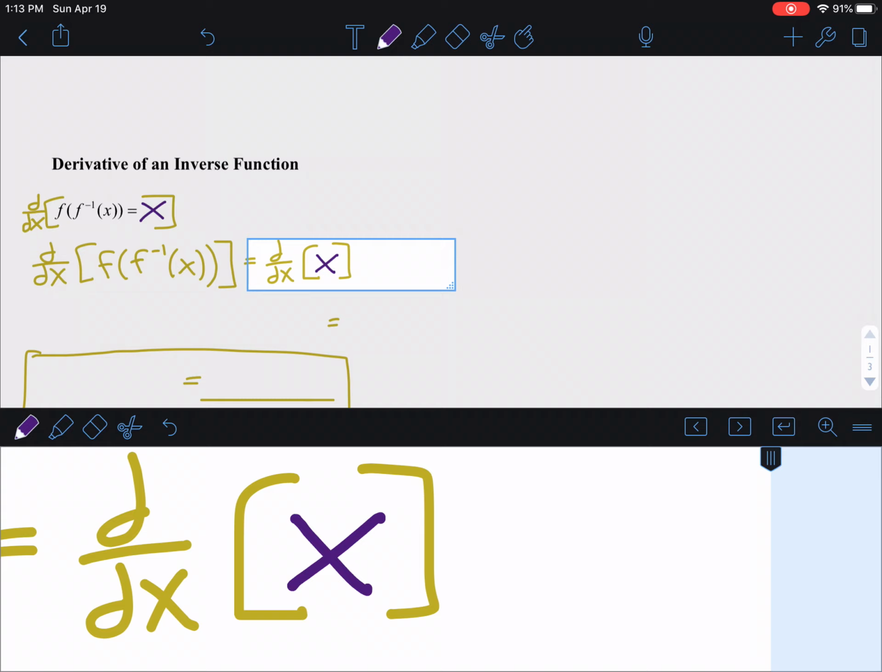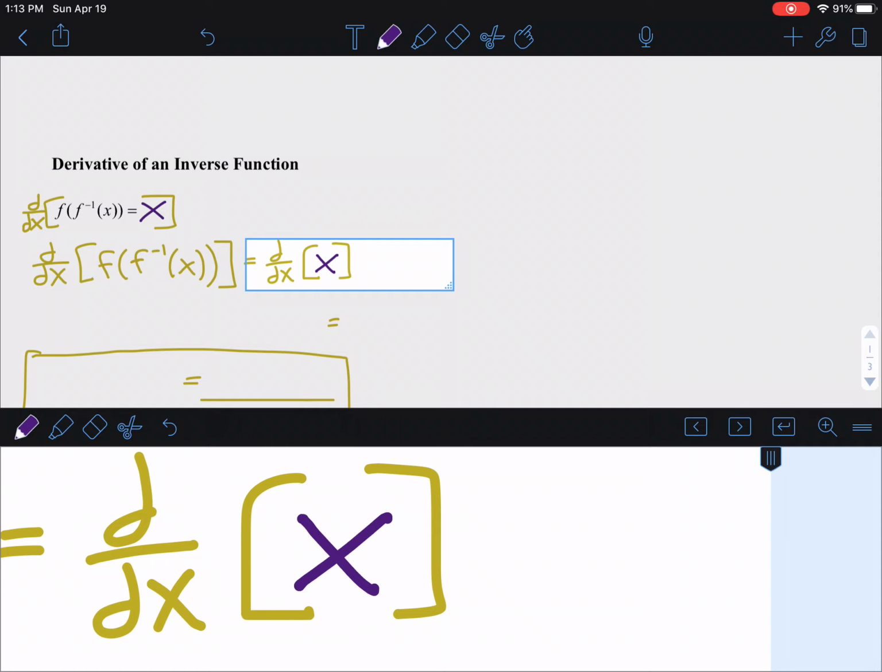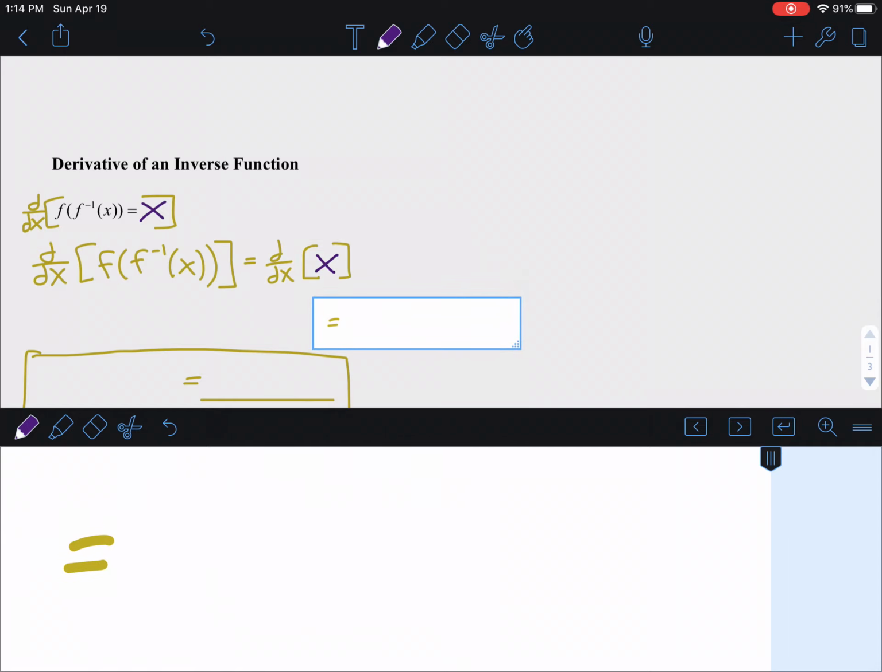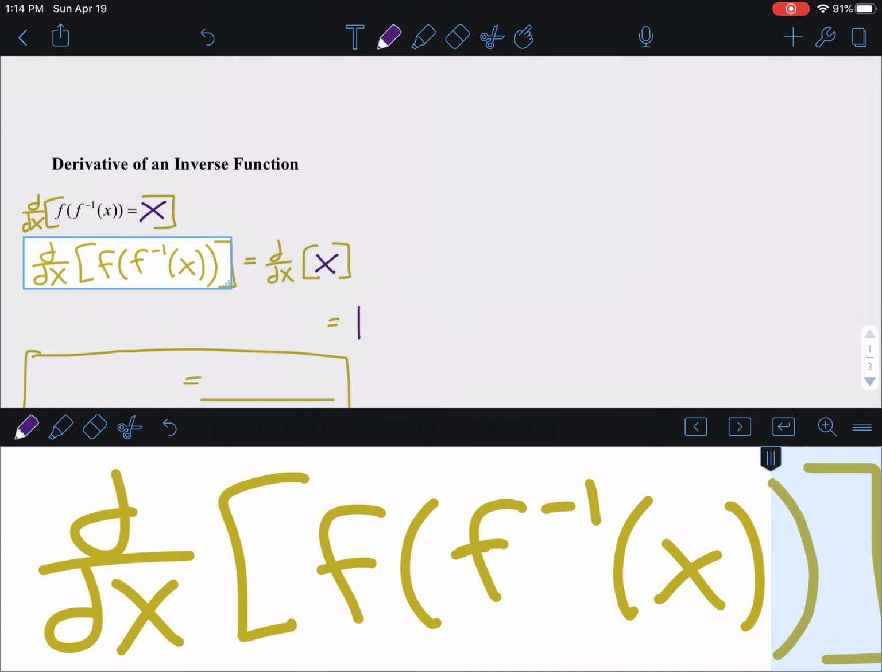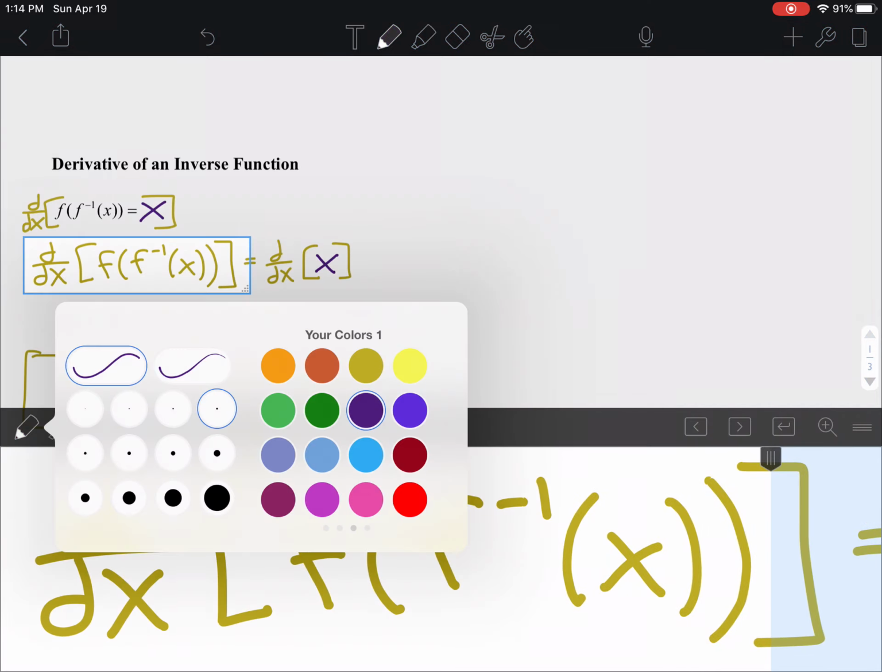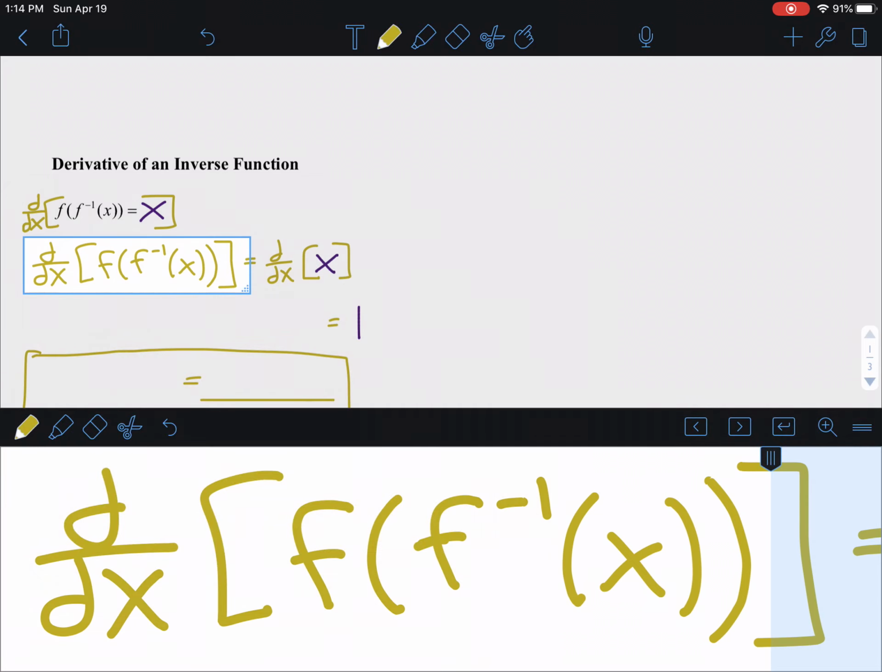Now I'm going to start with the right-hand side because this is the easy side. What's the derivative of x? It is going to be just 1. And now we come back to the trickier side here, left, and I said the magic phrase earlier. What we're taking the derivative of here is a composition of functions. So how do we take the derivative of the composition of functions? Well, we have to use the chain rule.